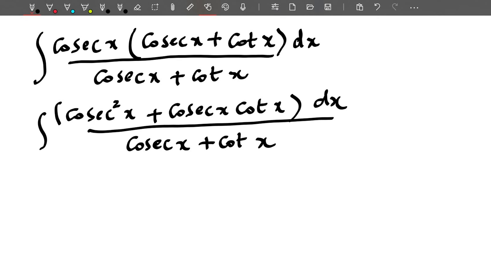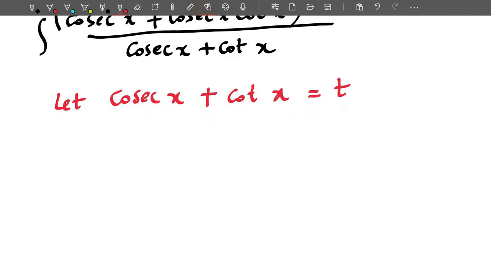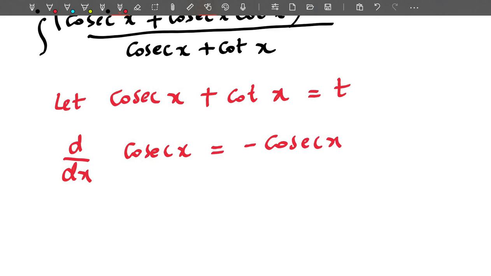if you assume that as t, so taking let cosecant x plus cot x is equal to t. Now when you differentiate cosecant x, so that means d by dx of cosecant x is minus cosecant x cot x.